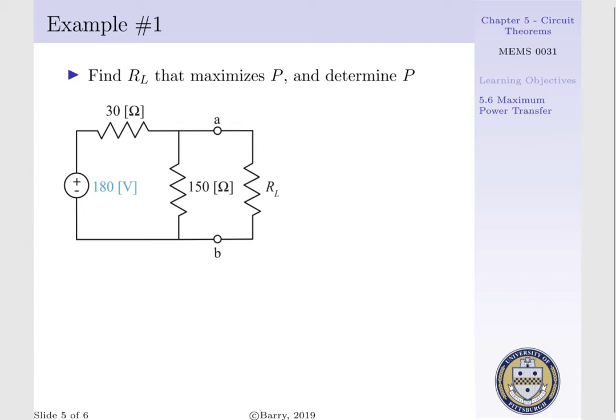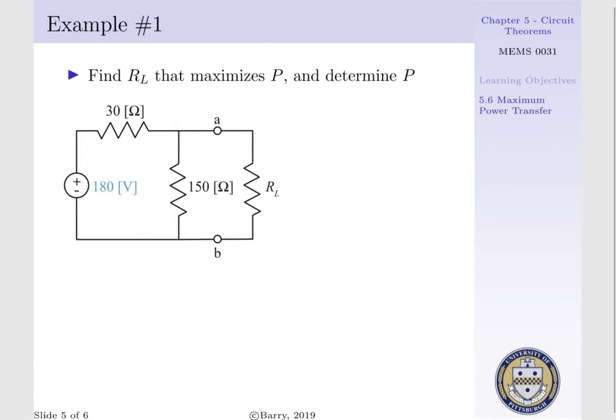Say we want to determine a load resistance that maximizes our power output, and then numerically determine the value of our maximum power output. In the circuit below, we have a 180 volt source supplying a potential to a 30 ohm resistor. This 30 ohm resistor is then connected to a 150 ohm resistor and our load resistor, which exist in a parallel configuration.